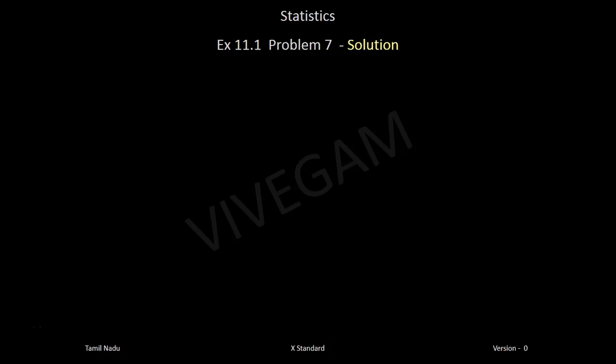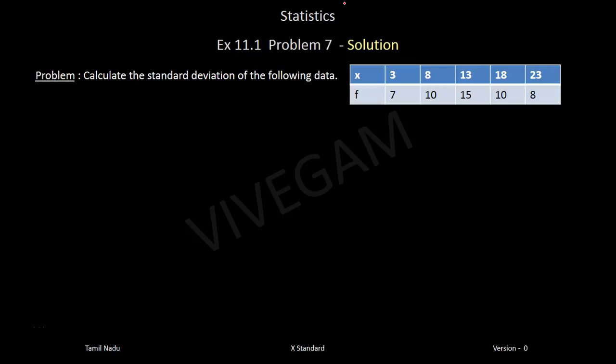Exercise 11.1 problem 7 solution. Okay. So, calculate the standard deviation of the following data. The data is given in the table form. So, the values of x are given, and the frequency, the number of times the data appears.